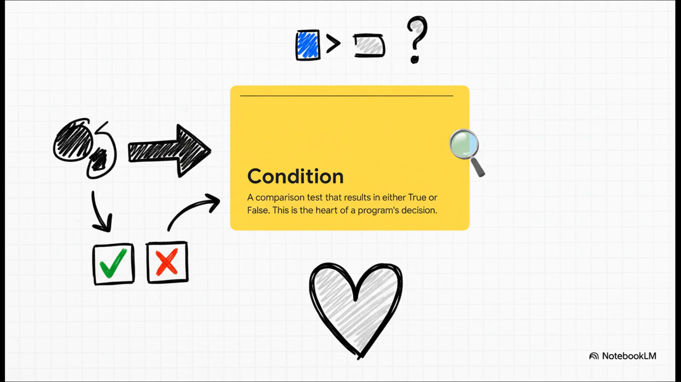And you've got to understand this is the absolute heart of every single decision your code makes. Is the player's health less than 0? True or false? Is this email marked as spam? True or false? That simple answer is what drives everything.